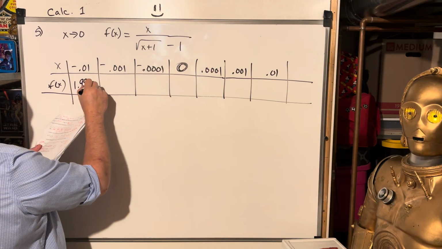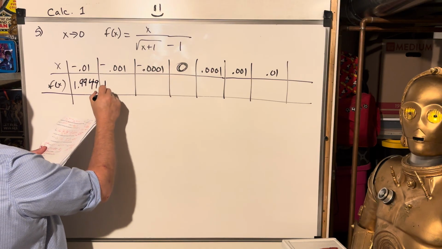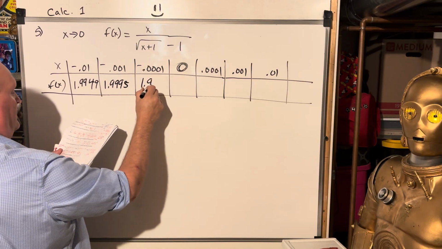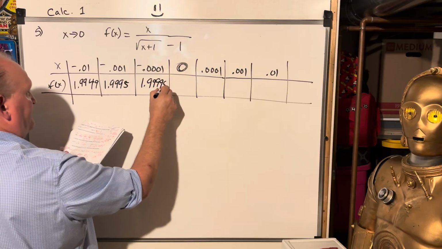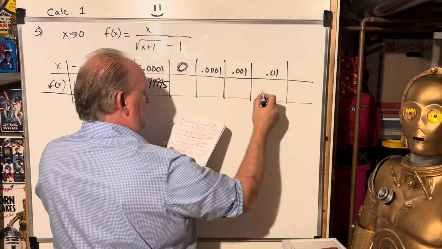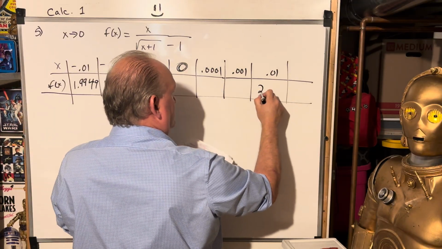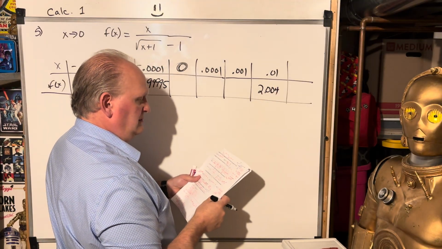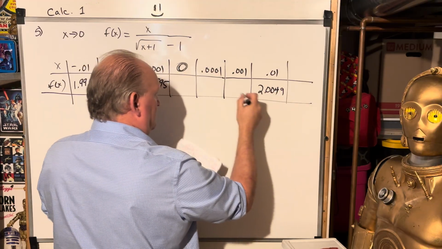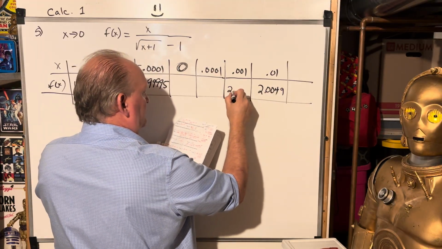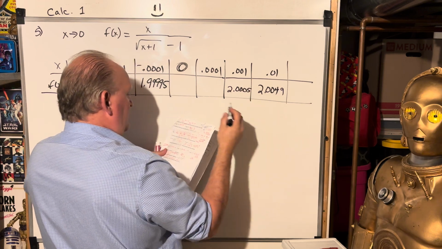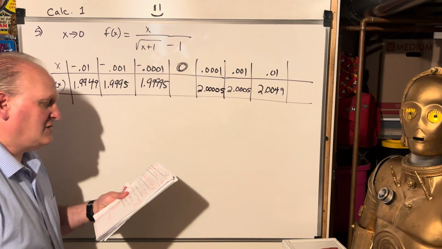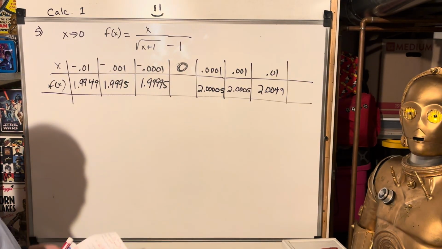1.9949, 1.9995, 1.99995. And then going from the other side, it's 2.0049, then 2.0005, and then 2.00005. And so you can kind of see what's happening here.